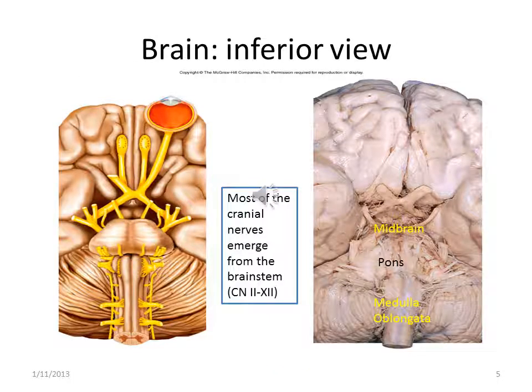Here you can see an inferior view of the brain with the midbrain, pons, and medulla oblongata labeled. You can also see the cranial nerves, which sprout off of these three parts of the brainstem. The cranial nerves are shown in yellow.